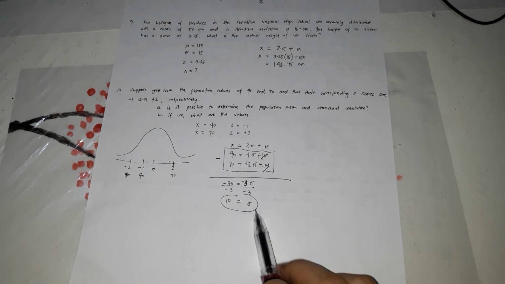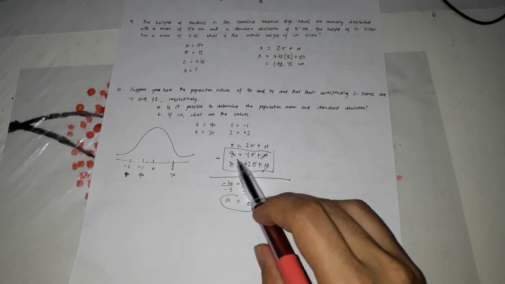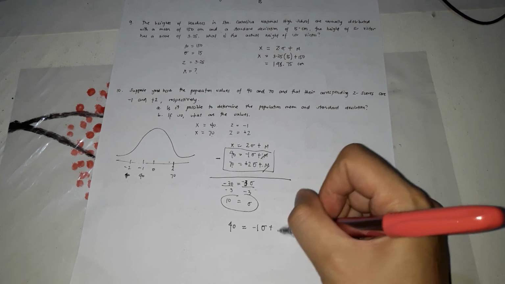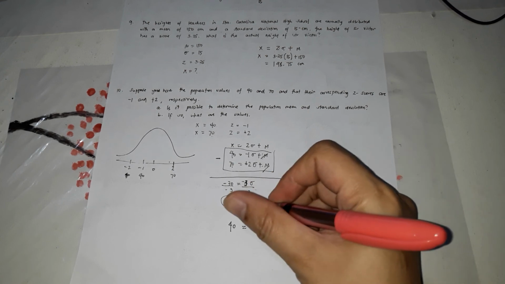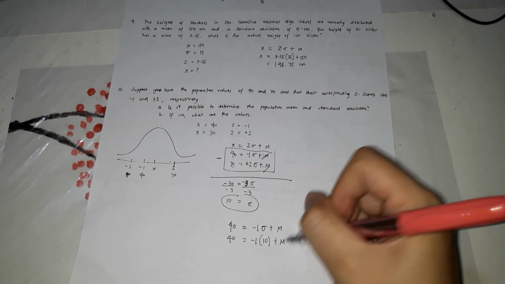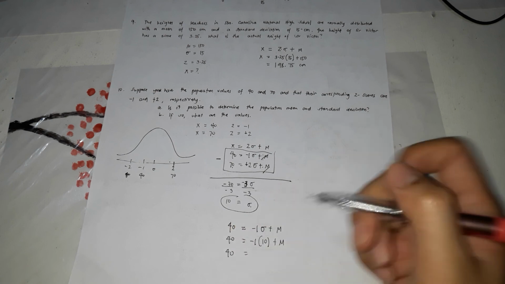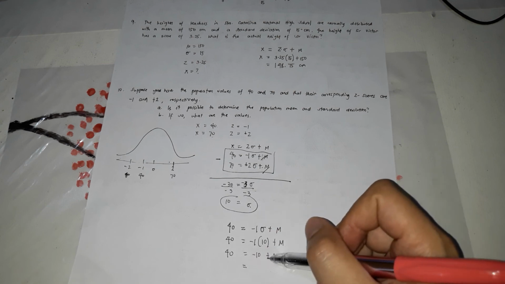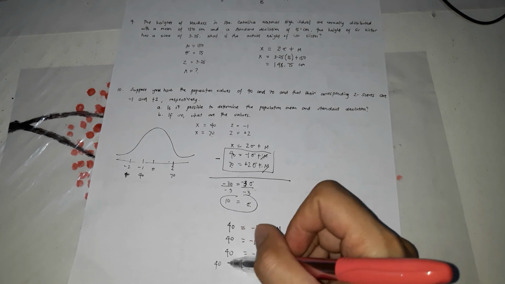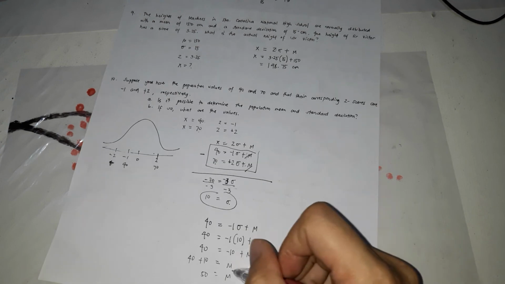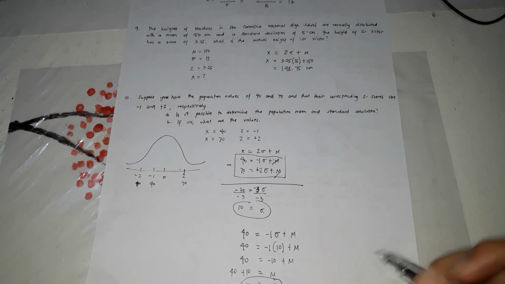Next, because we know the SD is 10, we could use the first equation. 40 is equal to -1 times SD plus the mean. So 40 is equal to -1 times 10, which is -10, plus the mean. We transpose this: 40 plus 10, so the mean is equal to 50. So that's the result. How are you going to solve it? Thank you.